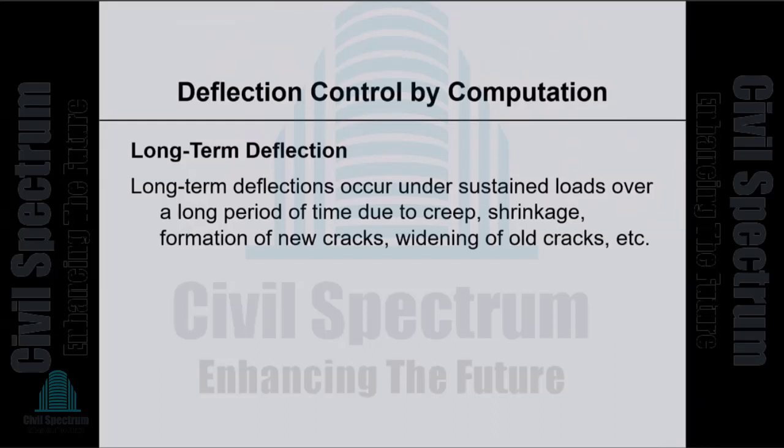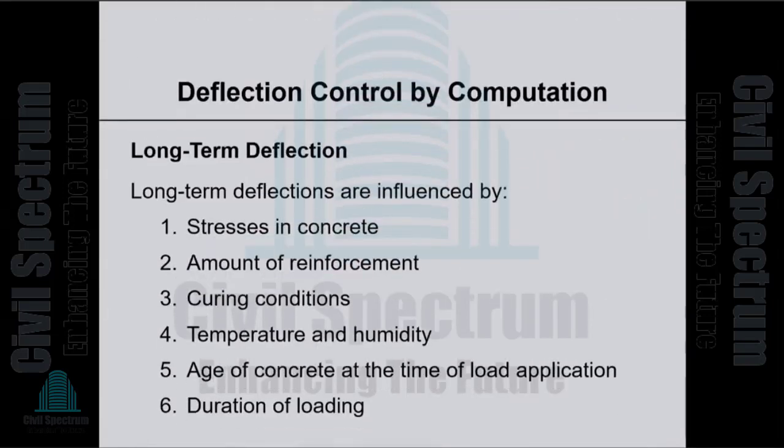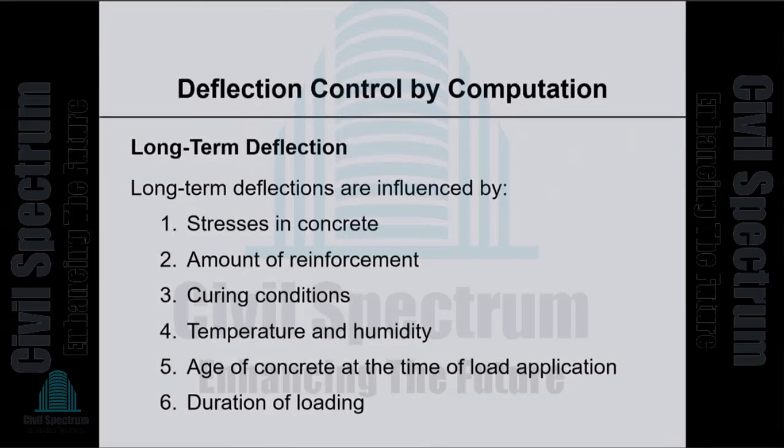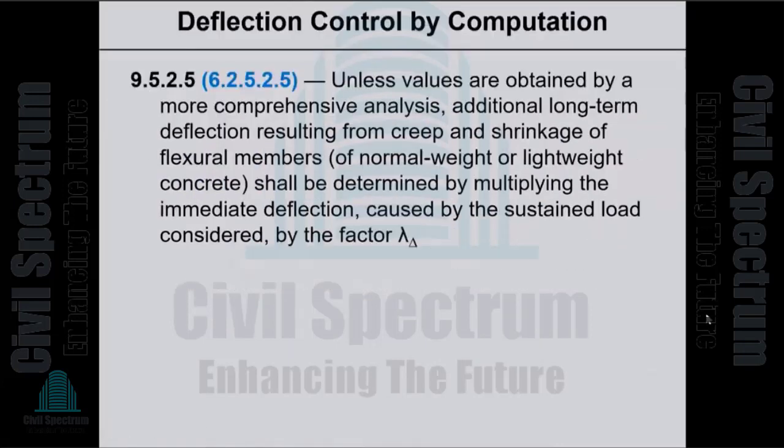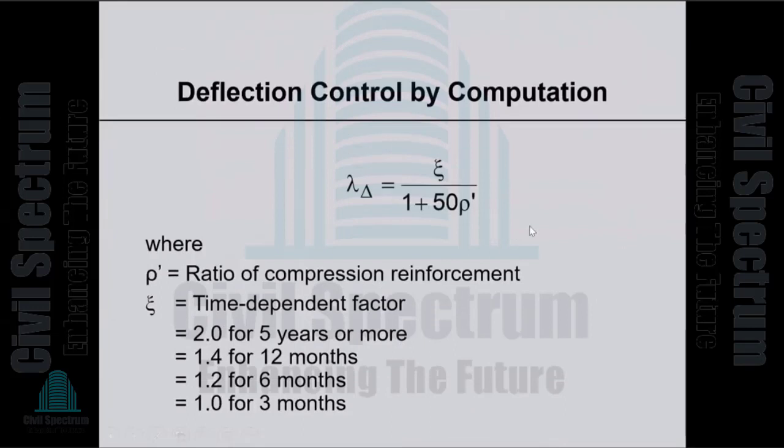Long-term deflection. The short-term deflection can be calculated. Long-term deflection, how do we do it? To cut a long story short, I will let you read the slides, what influences what. So long-term deflection, we have a very crude approach to it in ACI 318. We simply multiply the short-term deflection by a lambda sub delta, and that lambda sub delta times the immediate deflection is the time-dependent deflection, the increase in short-term deflection.